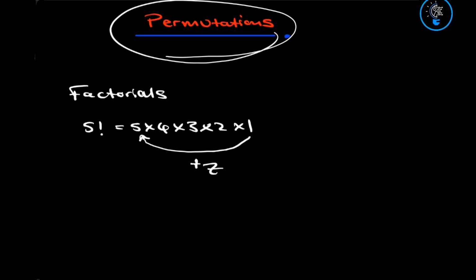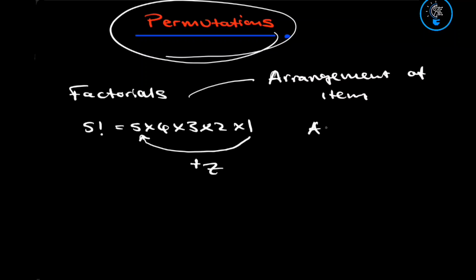So one way of using factorial is in arranging of items. So factorials are used in arrangement of items. So you might have a question like, you're given 3 items denoted by 3 letters. Then you are told to state the possible number of ways of arranging these 3 letters or these 3 items.